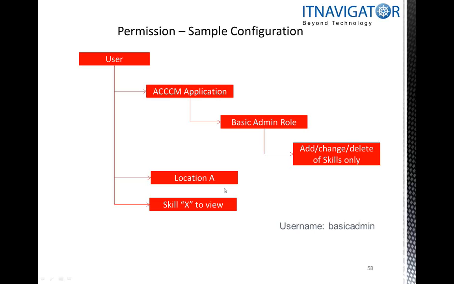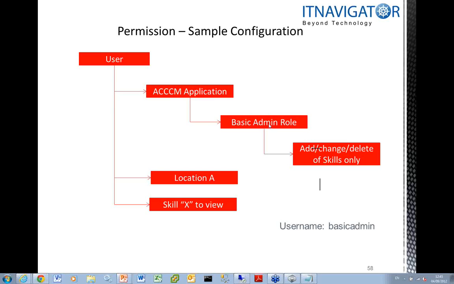Now, let's take an example. We have a user which is called Basic Admin. And this user has access to Control Manager as an application. He has a role which is called the Basic Admin role. And this role allows him to add, change, and delete skills. And he has access to location A and skill X.